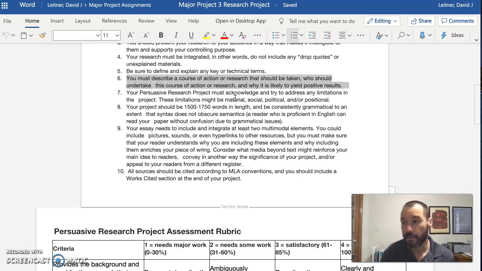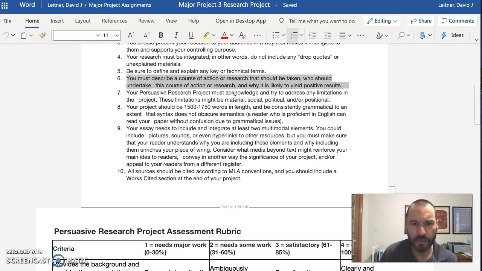And you might say, hey, here's what the research says is the best thing to do. However, I have not addressed how to get the funding for this, but how to get funding for it might be the next step. Might be the next step that you're recommending. 7, your persuasive research project must, we did that.